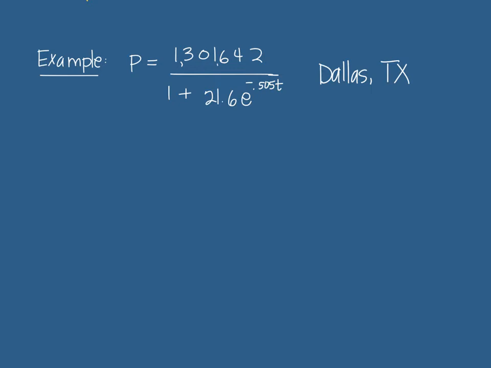Okay, what could you tell me about Dallas just from looking at that equation? Just from looking at that equation, we can tell, and that would be like question A of your homework, what's the maximum number of people that could live in Dallas? And you can tell that right from looking at the equation, that the max is 1,301,642. Now that's not counting all the suburbs of Dallas, it's just counting Dallas itself. Okay, so back in 2010, that was the maximum.